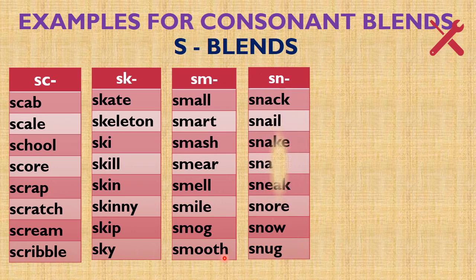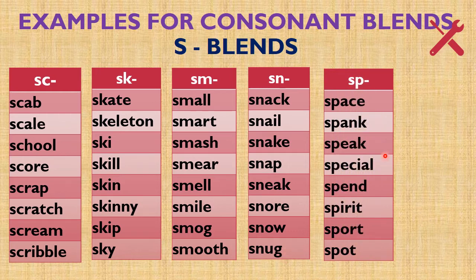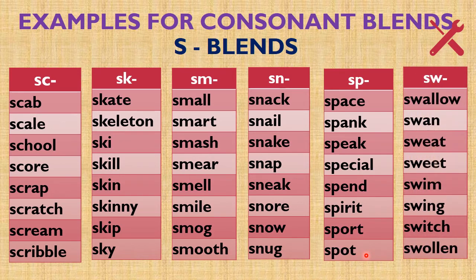The next S blend is SN, sn. Snack, snail, snake, snap, sneak, snore, snow, snug. The next S blend is SP, sp. Space, spank, speak, special, spend, spirit, sport, spot. The next S blend is SW, sw. Swallow, swan, sweat, sweet, swim, swing, switch, swollen.